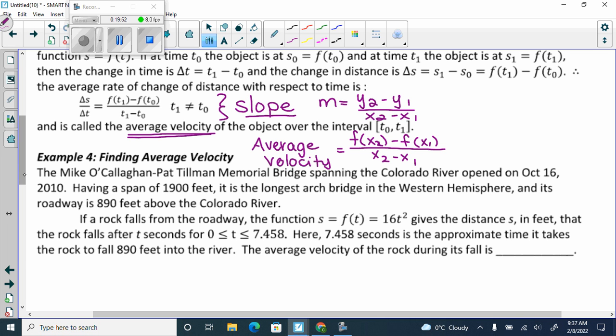7.458. Why would they give this? What is that? Why did it stop? Because the rock hit the water. At what time, guys? 7.458 seconds.